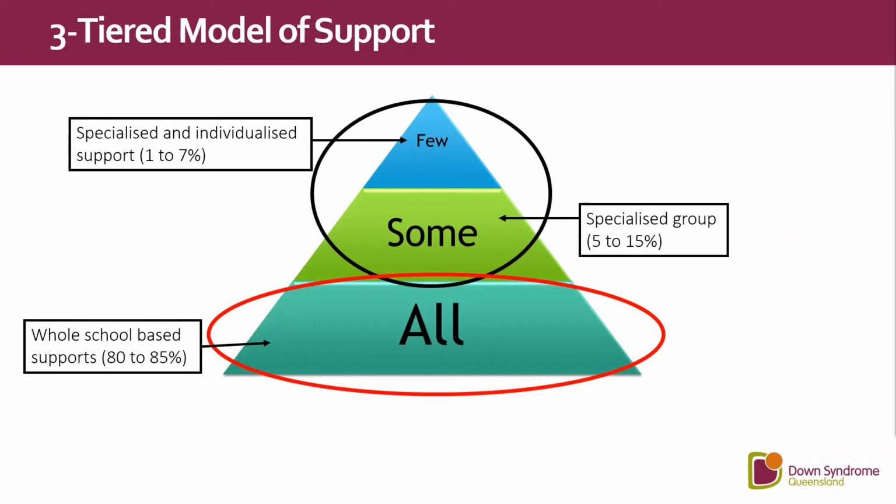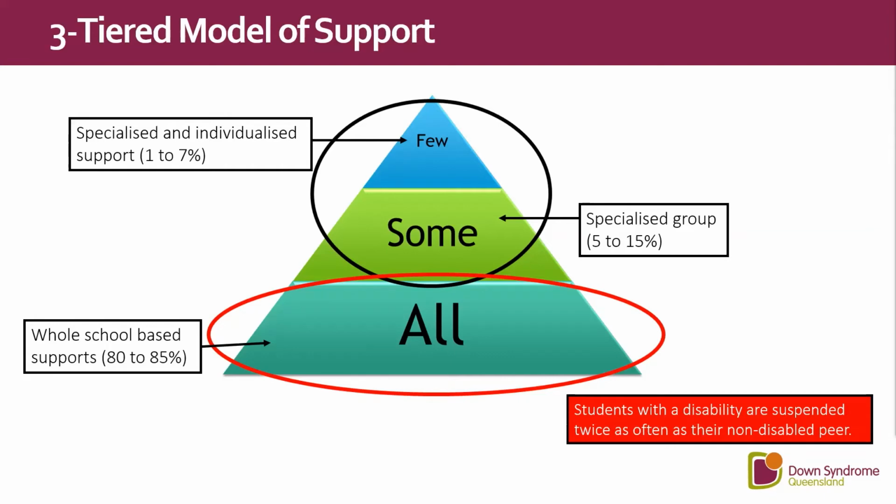But importantly in this, I want you to know that students with a disability are suspended twice more often as their non-disabled peers, which means that they're falling into the some and few tiers. And that's why we need to help them understand the expectations and put in place behaviour modifications that are going to help.